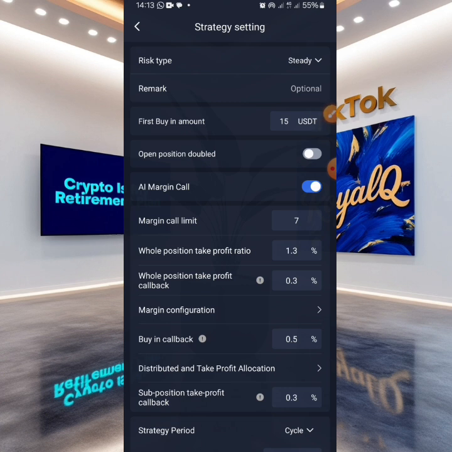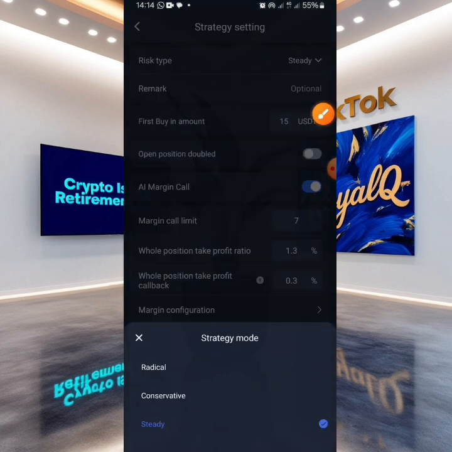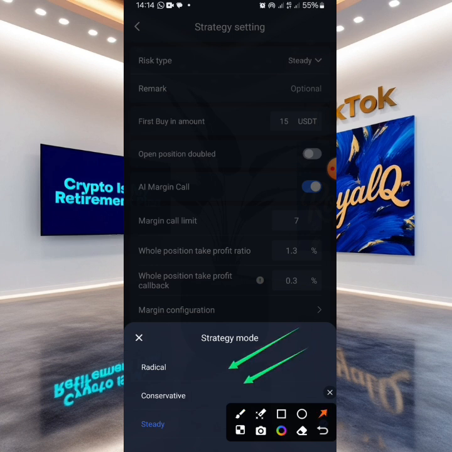So let's first explain each and everything here, because I know this video will be watched by very many viewers that are beginners with the Royalq interface. So let's first explain word per word. So now we start with the risk type. Royalq always gives us some risk types. There is a risk type called radical, consecutive, and steady. These risk types have a difference in the margin call drops.